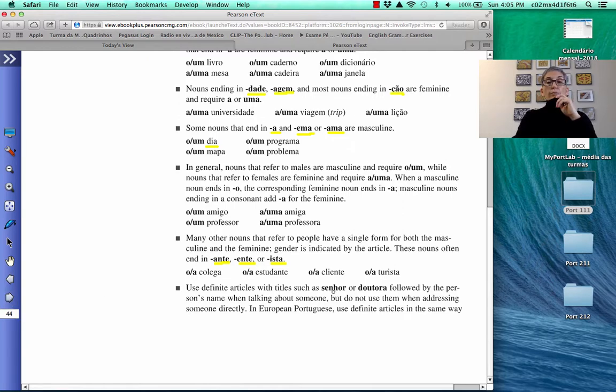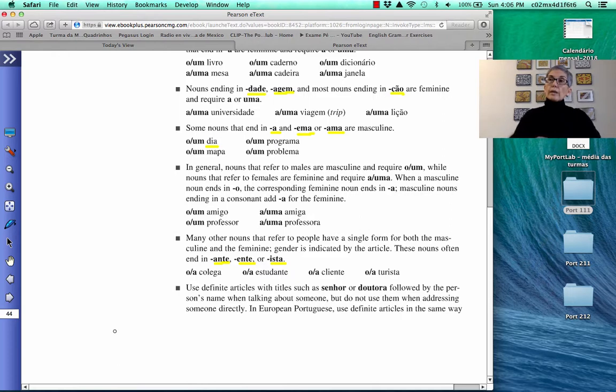So you use definite articles with titles such as senhor or doutor, okay? But not when you're talking to them. So if you're talking to a doctor and you say doctor, blah, blah, blah. And remember that in Portuguese you use the first name, not the last name, okay? So if you have Dr. Andrew Brown, so you're going to say Dr. Andrew, okay? In Portuguese you're going to use the first name, doutor or doutora, okay?